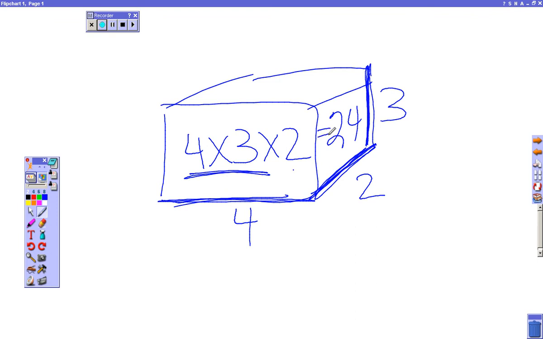24 cubic units. It says, can you write a formula for calculating the volume of a rectangular prism? Well, I just gave you the formula. It's done by making letters. See if you can write that down, pause the video, and then turn it back on when you're ready to see what the formula is.